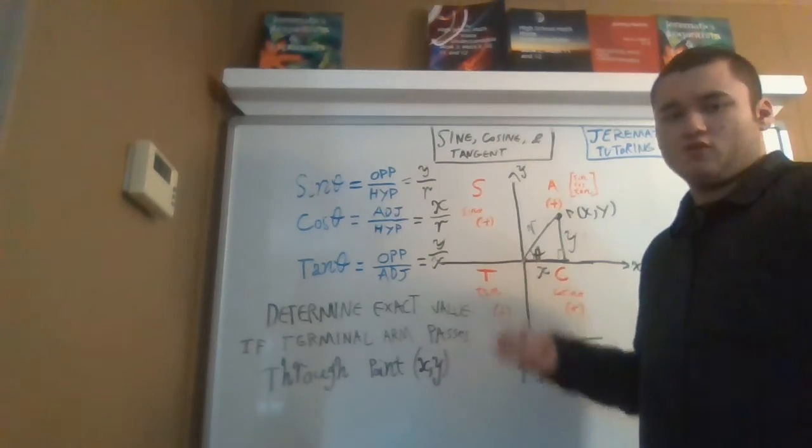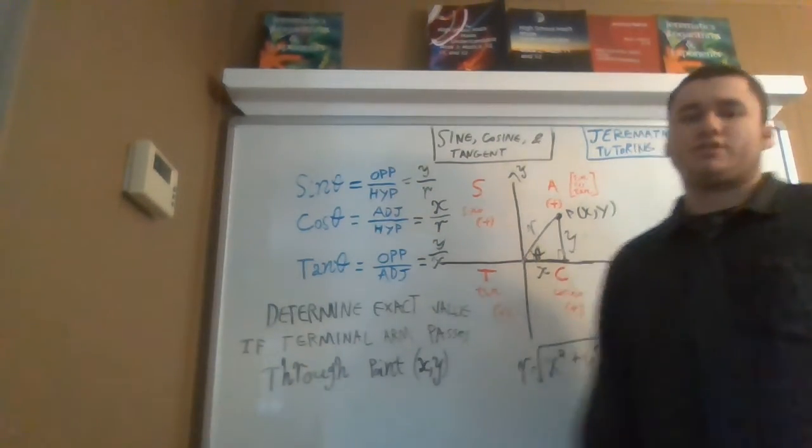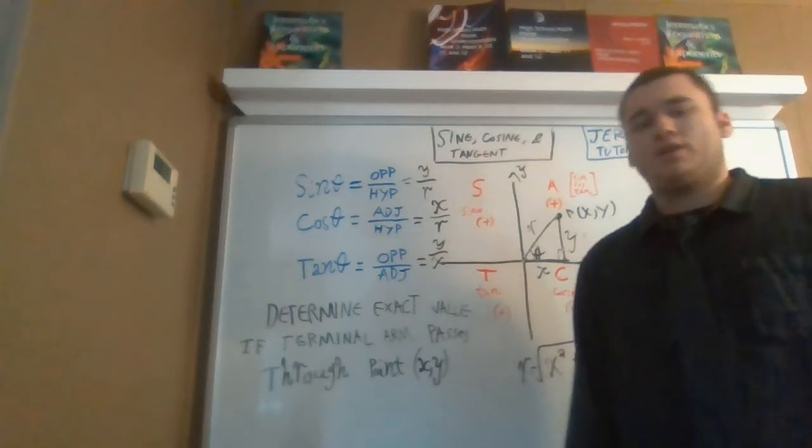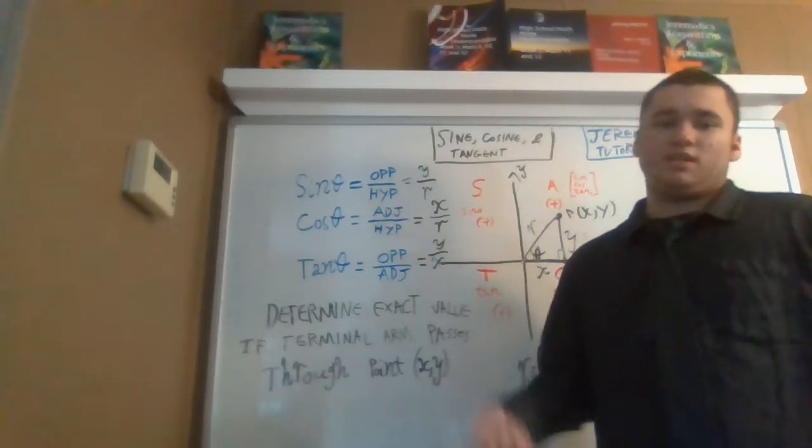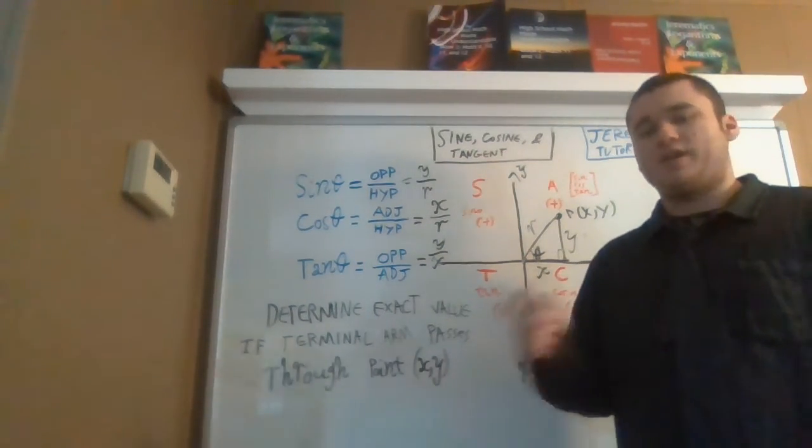Cosine. This is x over r. Our x's are negative in this quadrant, and our r is positive. What do you think you get when you divide a negative by a positive? You get a negative. Cosine is negative. So sine and cosine are negative.